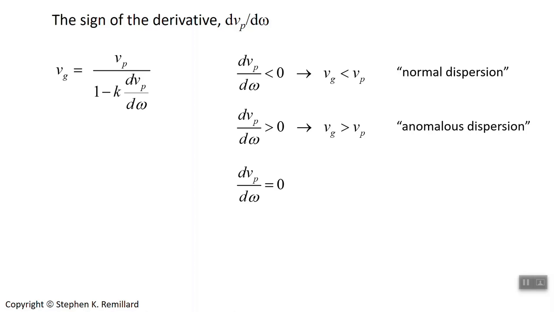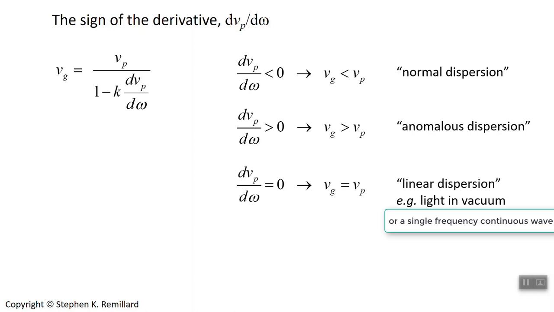And finally, when it's 0, then the group velocity equals the phase velocity. I'll show you a graph in a minute for why that's usually referred to as linear dispersion. I prefer to call it dispersionless. It's the case for light in vacuum, where the group velocity and phase velocity are equal. In that case, omega and k are linear with each other. And that's where the term linear dispersion originates. So those are 3 different dispersion regimes.